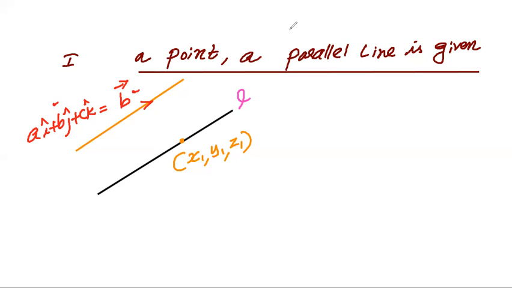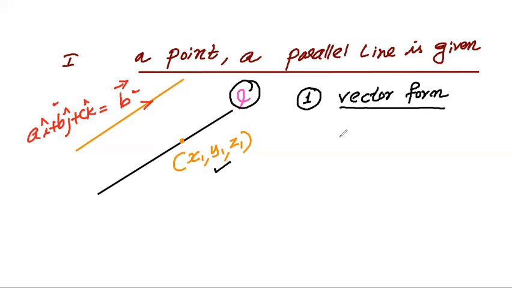Now we need to find the equation of this straight line L. What we have with us is one passing point x1, y1, z1, and a parallel vector given by ai plus bj plus ck. Now let me explain the equation of this line in vector format first.